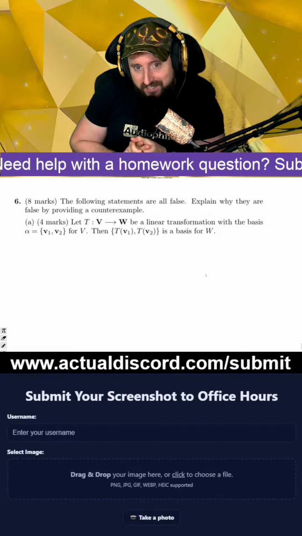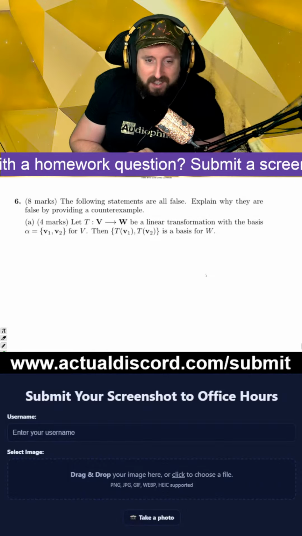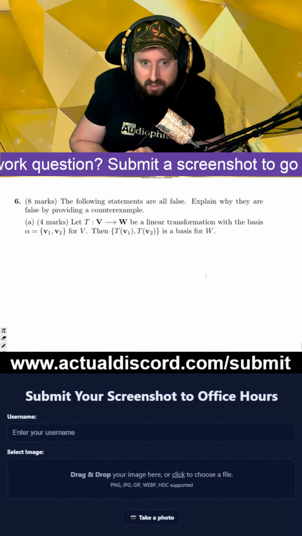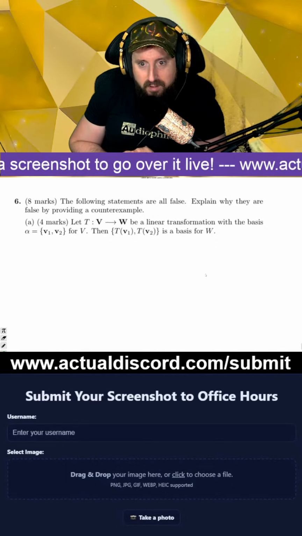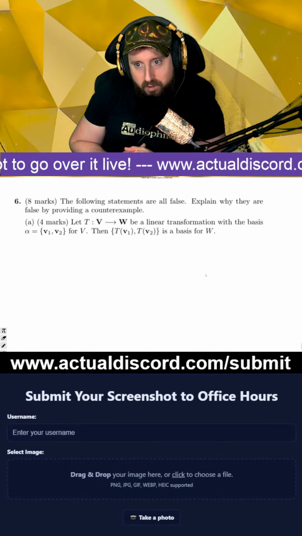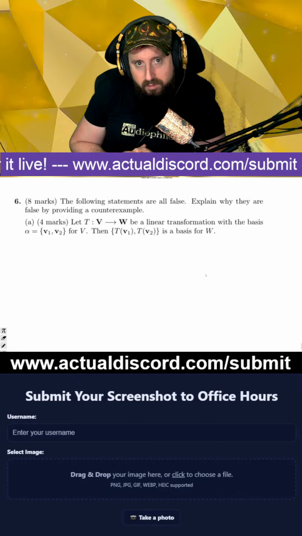It's a lot. Okay. Let T be a linear transformation with the basis alpha v1, v2 for V. Then the transformation of v1, v2 is also a basis for W.